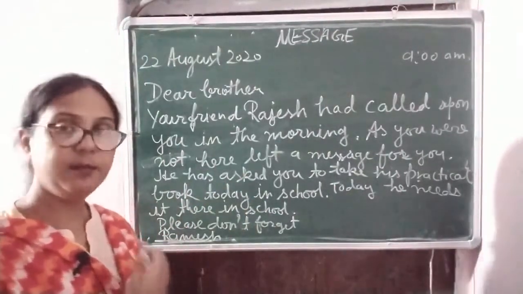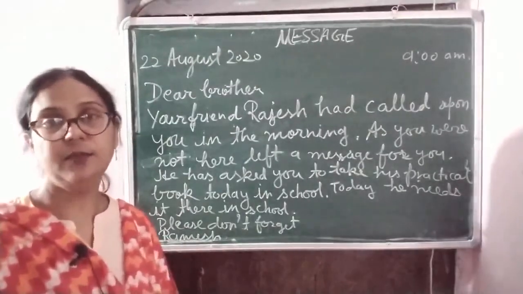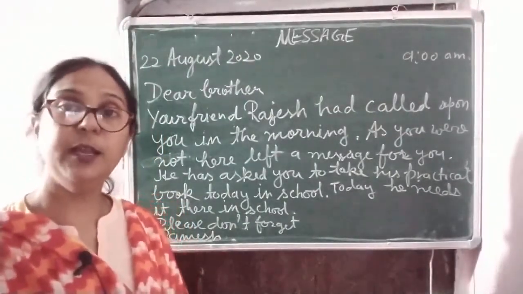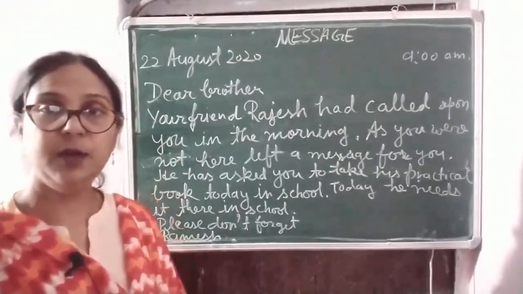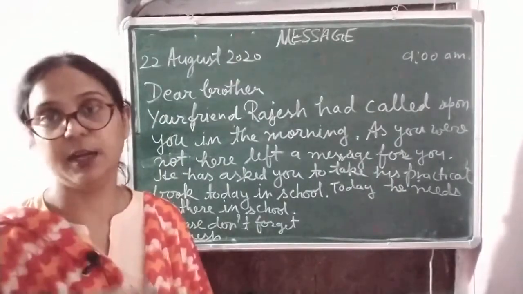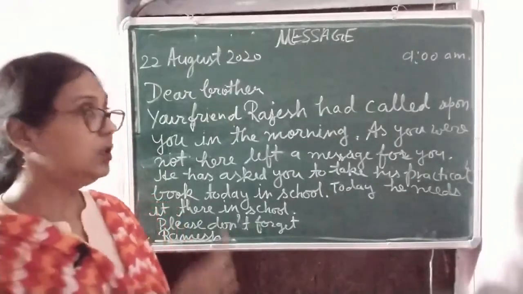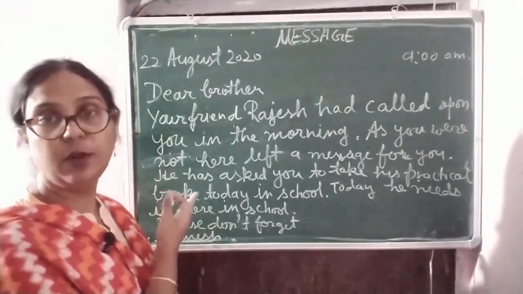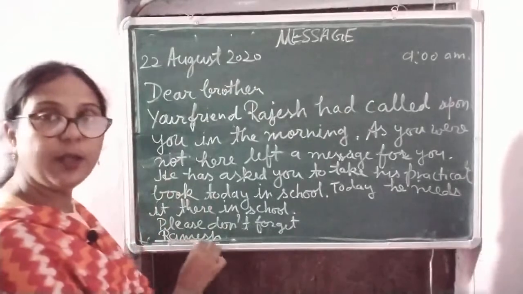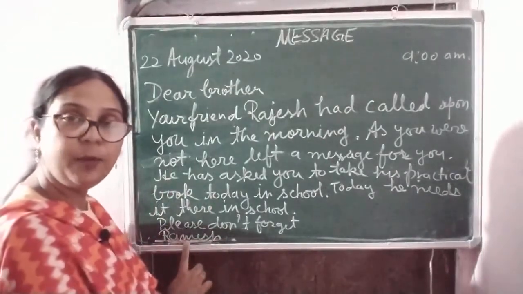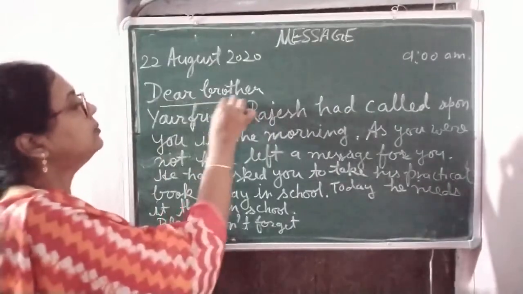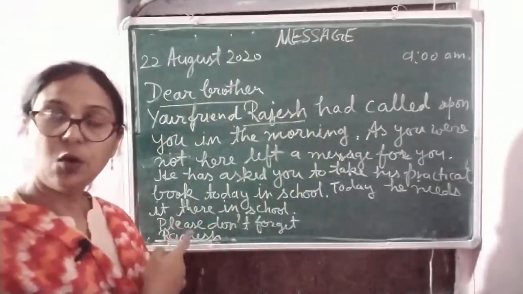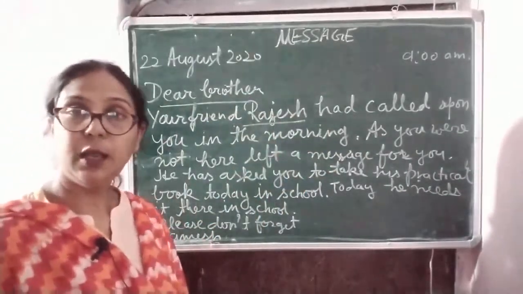So this is your second telephonic conversation, and that is why I am revising this chapter, because this is very important: how to write a normal message and how to convert a telephonic conversation into message writing. That is why you have to mention who is calling you. Then you are the receiver, so you will write your name over here, because you are sending a message, you are informing your brother. That is why, dear brother. Then your friend Rajesh, he is the caller. That is why you have to write down his name.